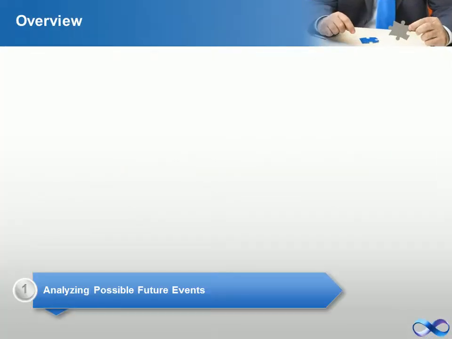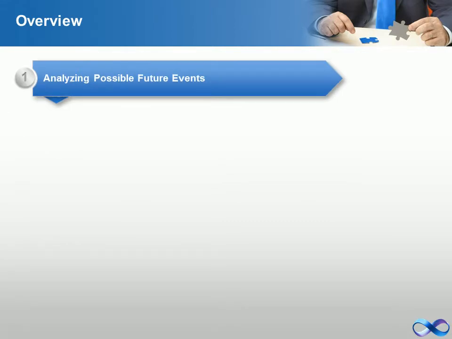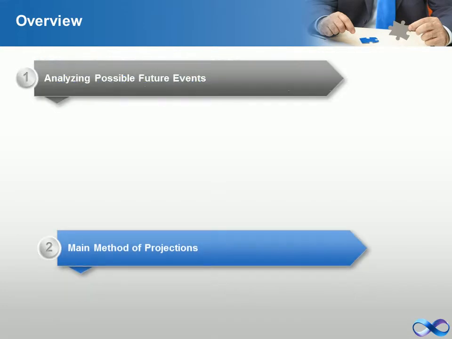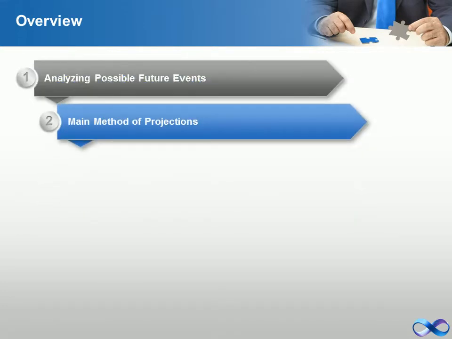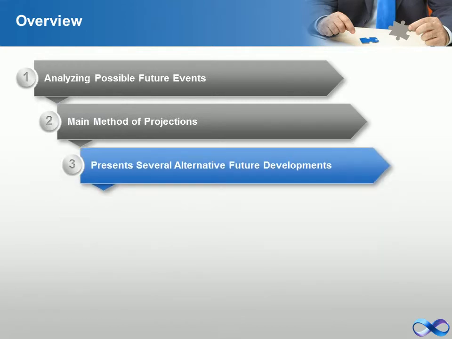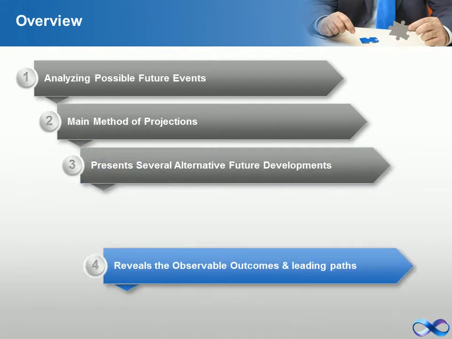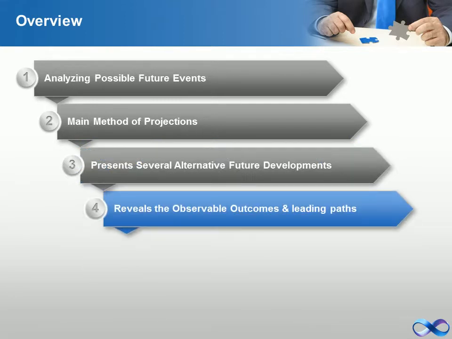Scenario analysis is a process of analyzing possible future events by considering alternative possible outcomes, sometimes called alternative worlds. Thus, the scenario analysis, which is a main method of projections, does not try to show an exact picture of the future. Instead, it presents consciously several alternative future developments. Consequently, a scope of possible future outcomes is observable. Not only are the outcomes observable, also the development paths leading to the outcomes.